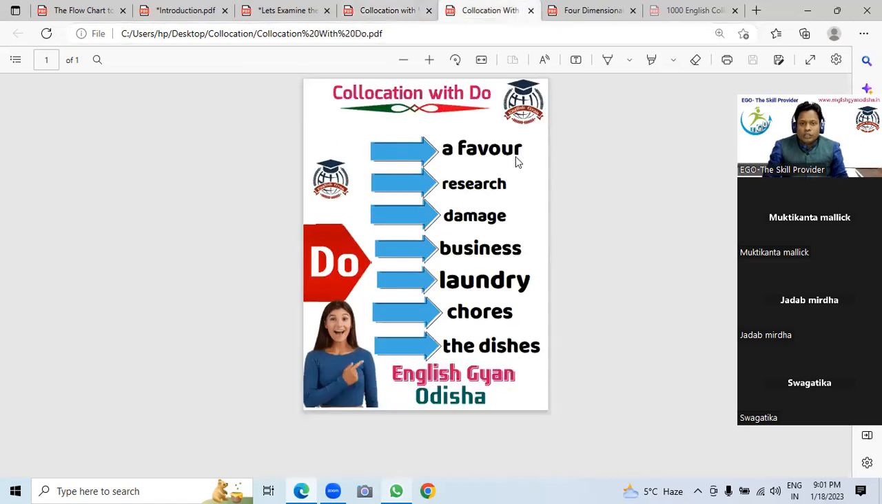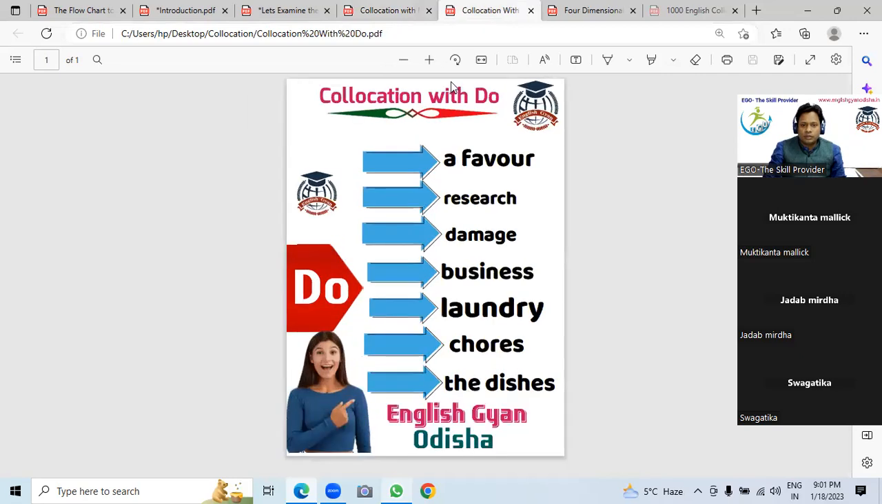Okay. So collocation with do. Do a favor. Do is a very common verb. So what do you mean by do a favor? This is equivalent to help. If I ask you, will you help me? Will you help me? Right? Instead of help, I will use another phrase: do me a favor. Could you please do me a favor? And this is what we call natural English.